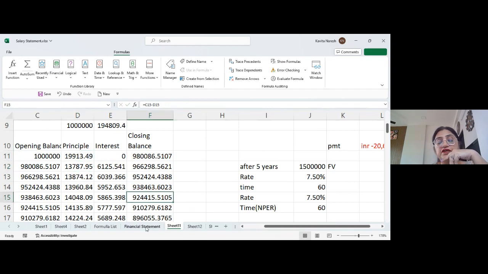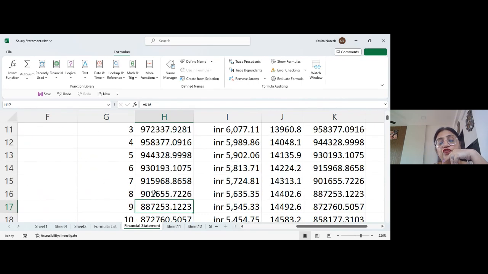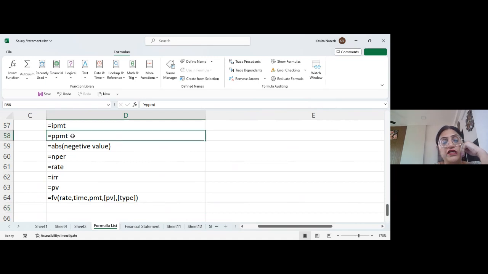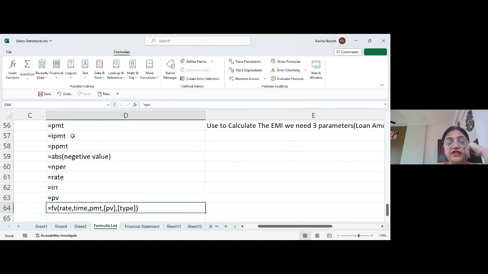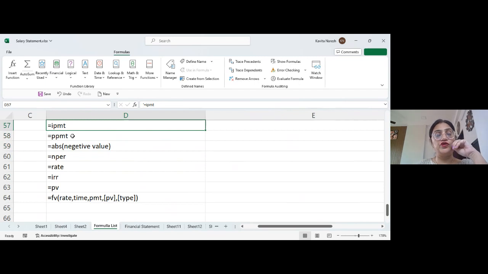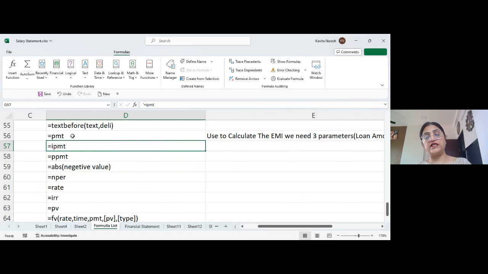So we finished the financial formulas. The financial formulas we learned: PMT, 1, 2, 3, 4, 5, 6, 7, 8. I'll give you one exercise. Do it yourself. And I'm having the case studies. I'll send you the case studies. Okay.